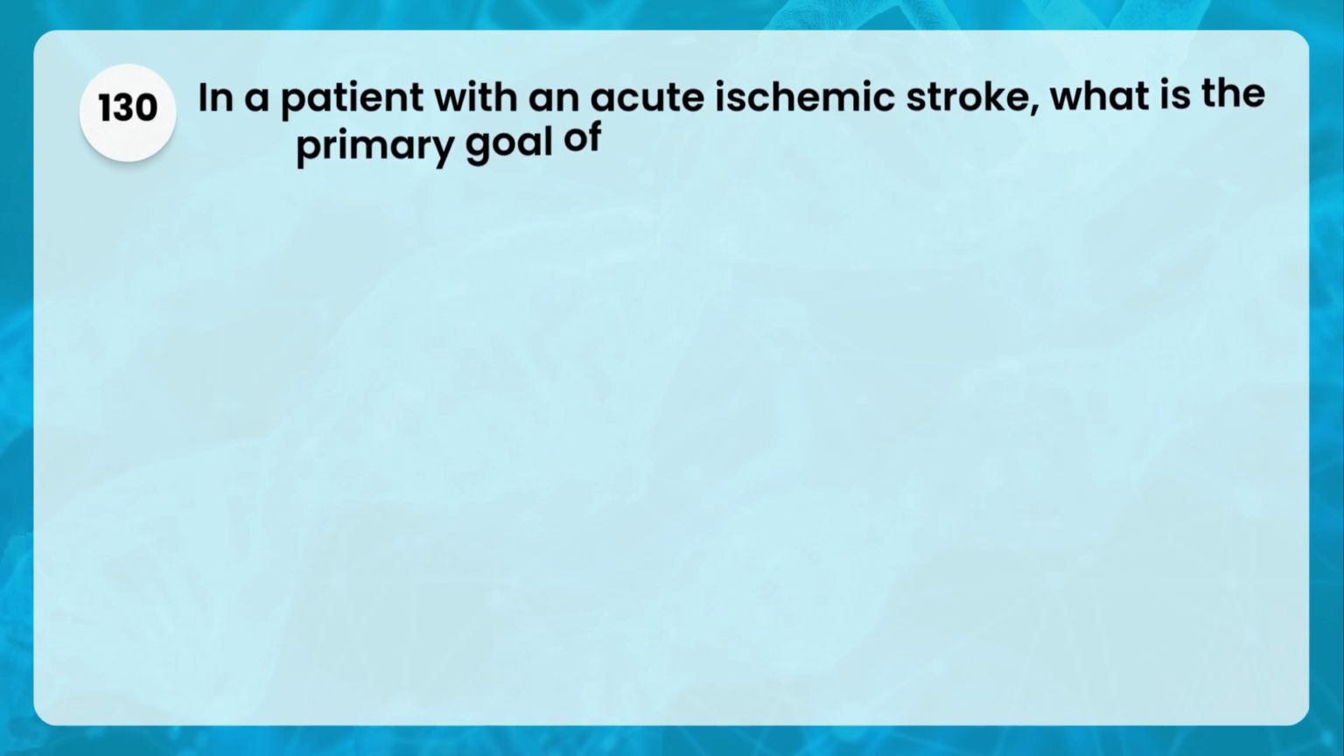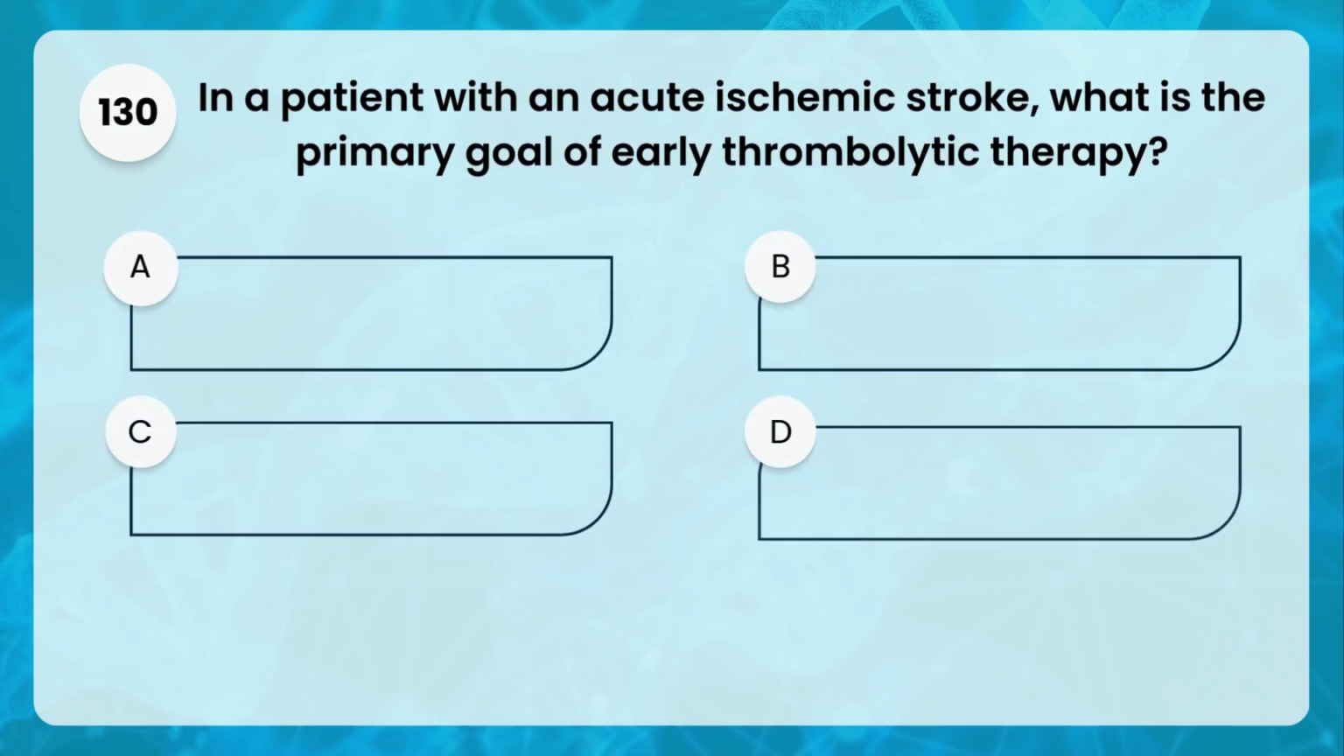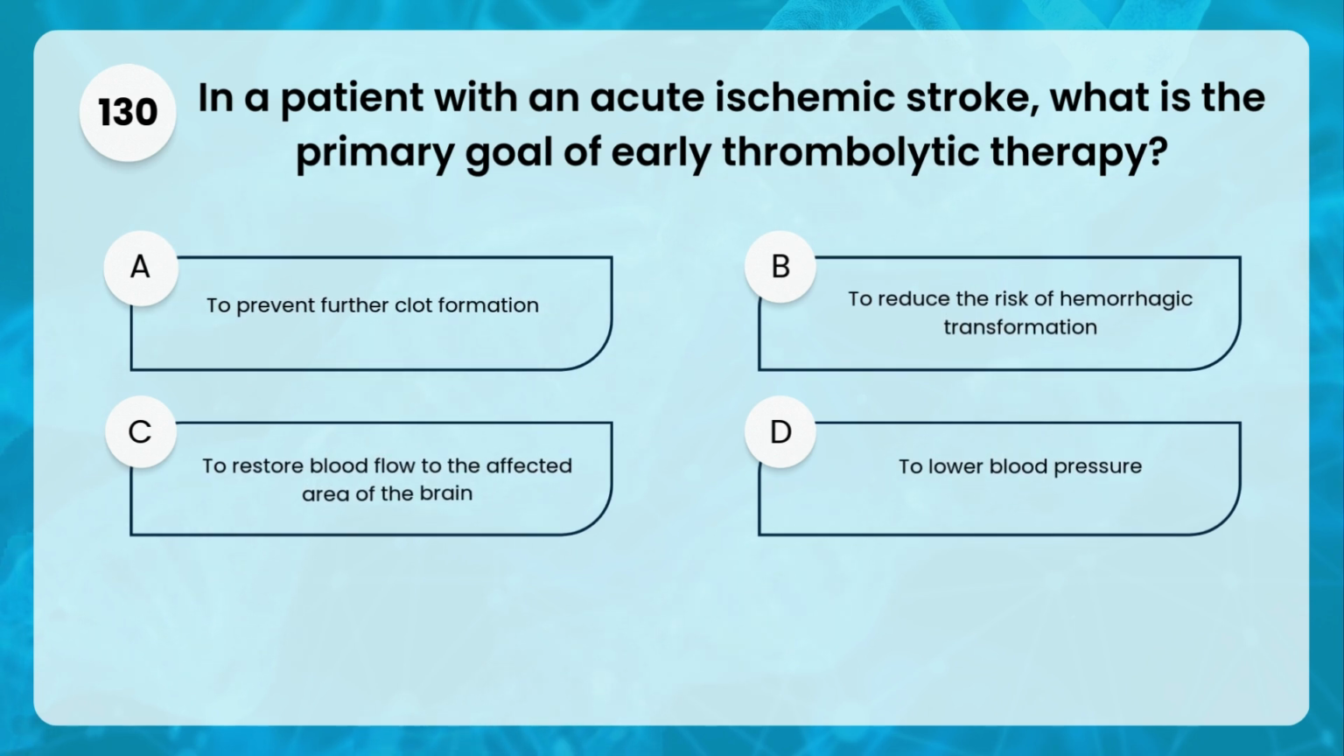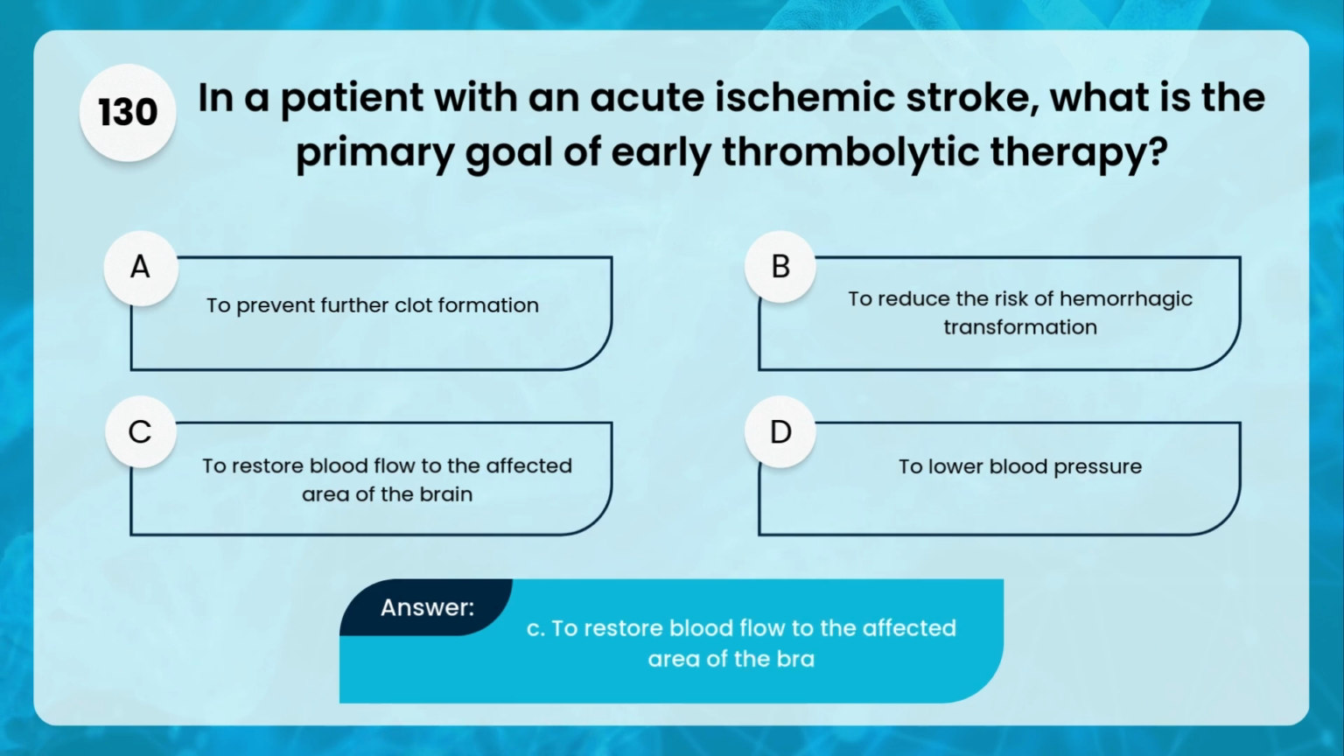130. In a patient with an acute ischemic stroke, what is the primary goal of early thrombolytic therapy? A. To prevent further clot formation. B. To reduce the risk of hemorrhagic transformation. C. To restore blood flow to the affected area of the brain. Or D. To lower blood pressure. The answer is C. To restore blood flow to the affected area of the brain.